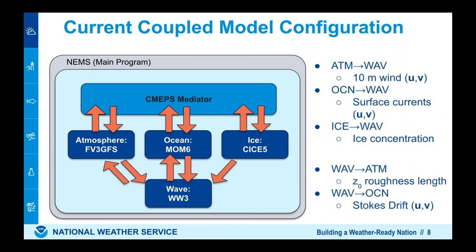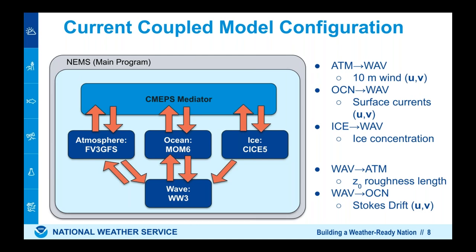And then, as we said, for prototype 4, our major update is the wave model. So for coupling with the wave model, it will receive the 10 meter winds from the atmosphere, currents from the ocean, and ice concentration. In return, the wave model will send the Z-naught roughness length back to the atmosphere. And the motivation for this is we have seen in other coupled models that you can have improvements particularly in stormy regions. So if you have a hurricane, other centers have shown skill score improvements by including this feedback.